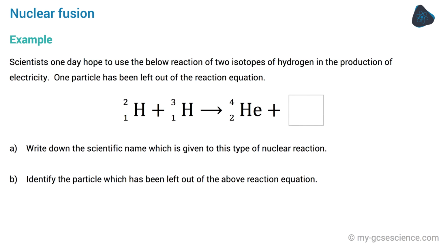Let's go through another quick example now. For part A, the answer of course is fusion or nuclear fusion. In part B, to work out the unknown particle, we need to work out its mass and atomic numbers. The mass number first will be equal to 5 minus 4, which gives 1, and the atomic number will be 2 minus 2, which gives 0. So of course the only particle that can be is the neutron.